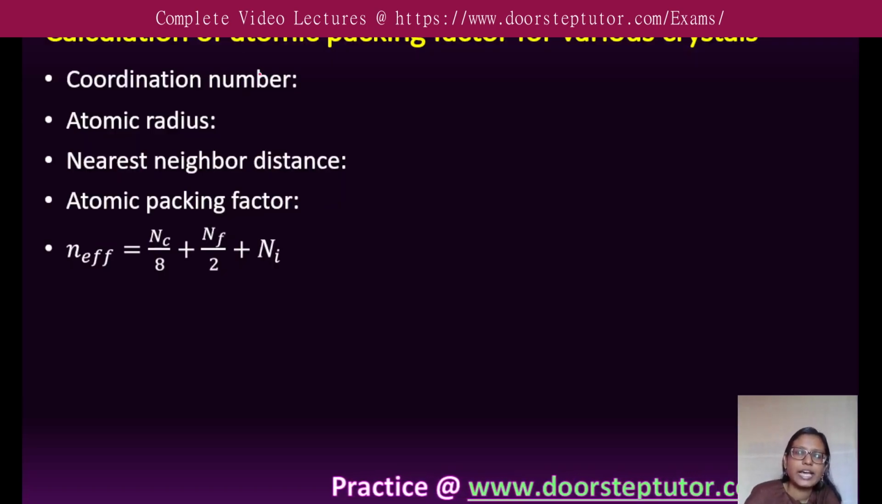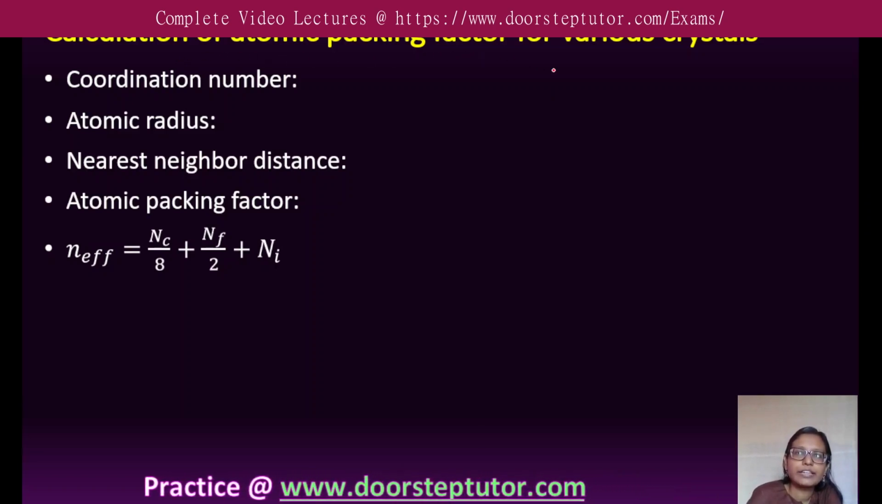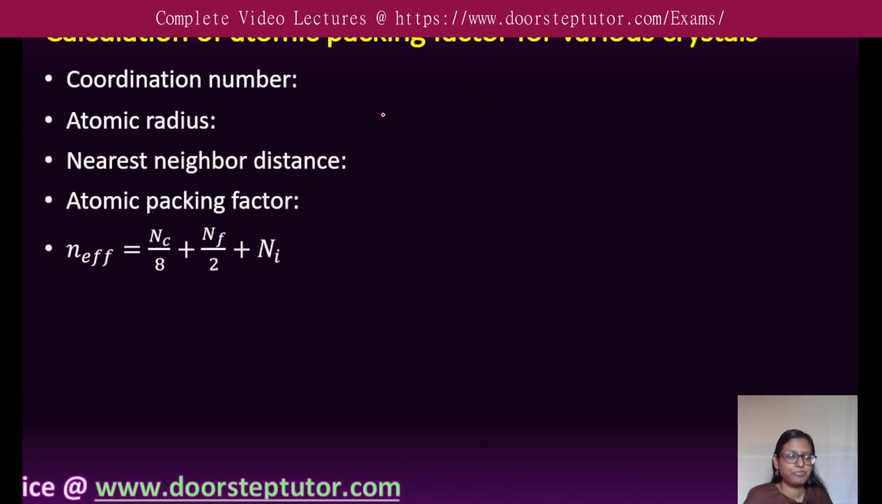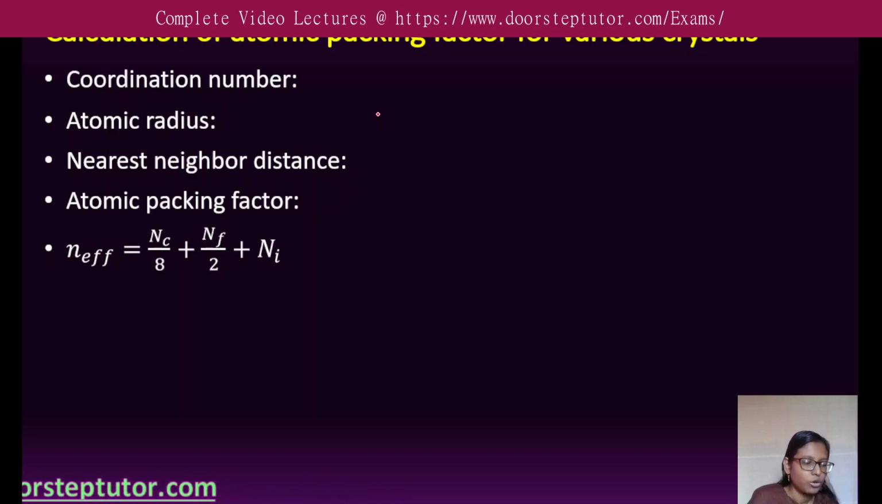Next we have the calculation of atomic packing factor for various crystals. First, what is the coordination number? All of these terms are very important, so let us understand them one by one. Coordination number is the number of equidistant nearest neighbors that an atom has in the given structure, and the greater the coordination number, the more closely packed the structure.